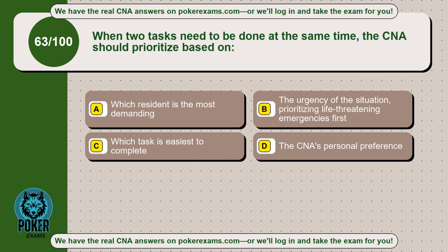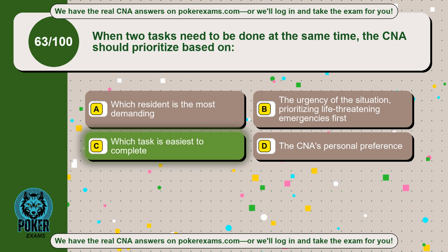Question 63. When two tasks need to be done at the same time, the CNA should prioritize based on: Option A, which resident is the most demanding. Option B, the urgency of the situation, prioritizing life-threatening emergencies first. Option C, which task is easiest to complete. Option D, the CNA's personal preference.